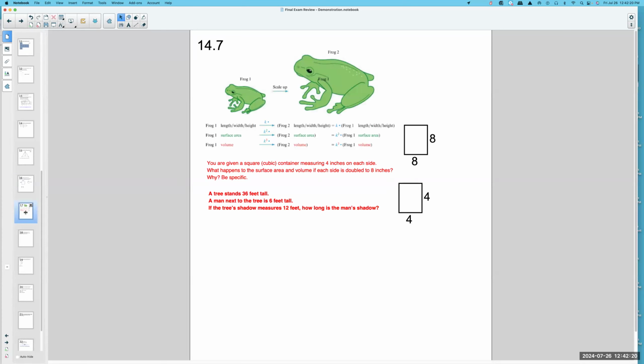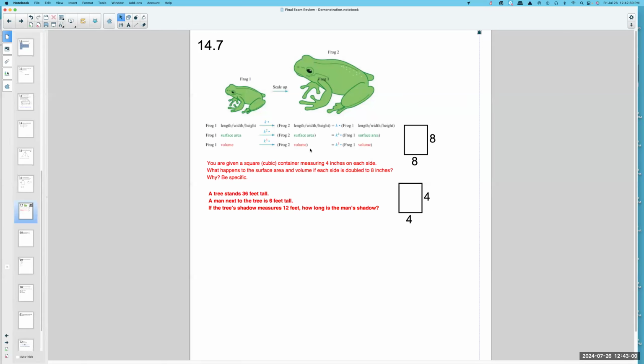So let's look at the 14.7. You're given a square cubic container measuring 4 inches on each side. What happens to the surface area and volume if each side is doubled to 8? Why? Be specific. And then there's a second problem, so I'll skip that one for a second here. So let's look. Here's my 4x4, and they're saying I double it to 8x8. What happens to the surface area and volume of each? And again, it's in 3D. I don't have it drawn as 3D, but it does say cubic here.